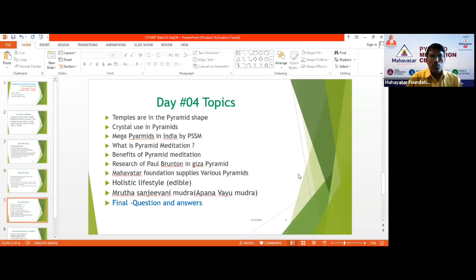So friends, temples are in the pyramid itself, I told you. And we can also use crystals in the pyramid, friends. At the top or the vertex of the pyramid, you can place crystals. We supply crystals. By providing crystals, you get much more additional benefit. Whatever cosmic energy is received by the pyramid will be further multiplied by using crystals. That is why the power of crystals is very important when used along with the pyramids. I told you mega pyramids are constructed.